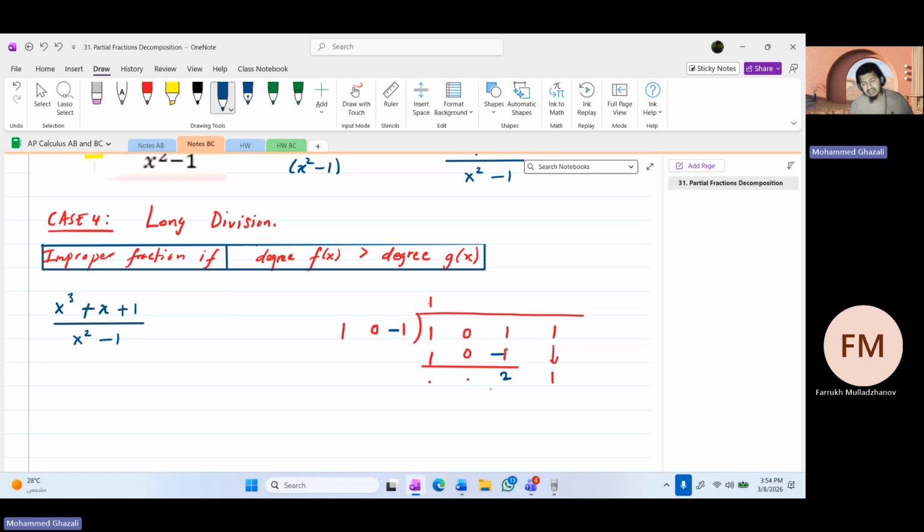Now we can't take 3 terms and divide it into 2 terms. So that's your answer. So what's your answer? Your answer is this. Can you take 3 terms and divide it into 2 terms? You can't. So put a 0 there. Okay?